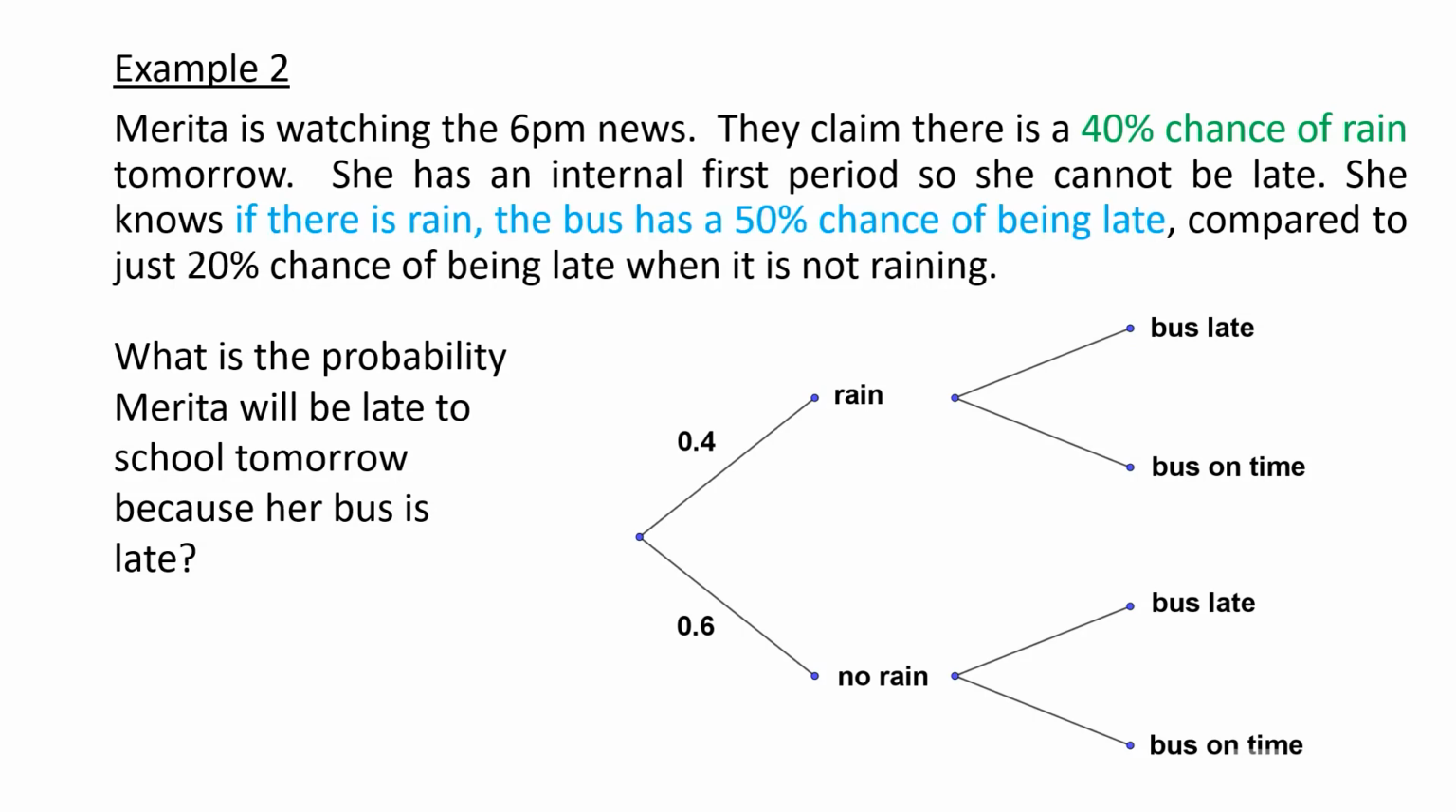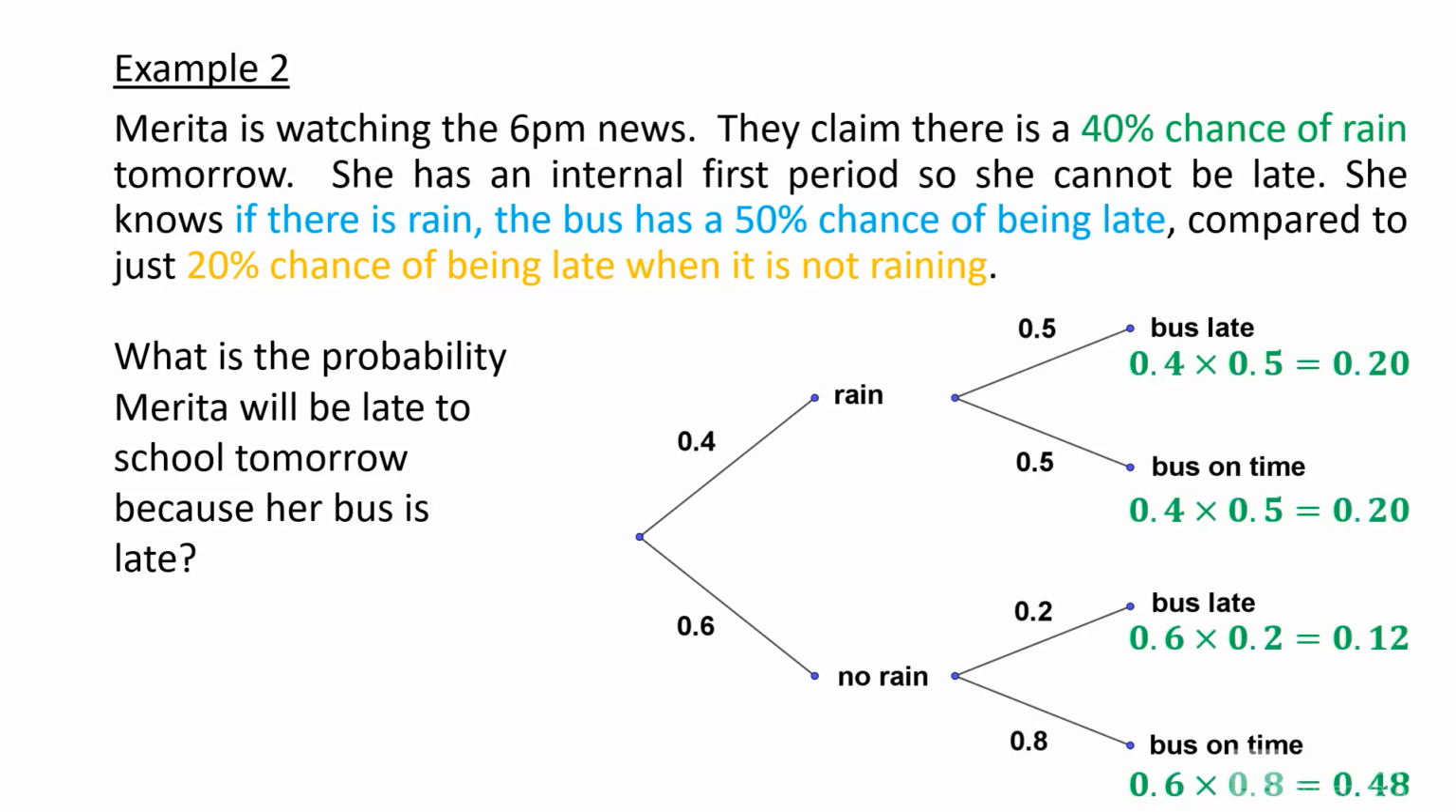There's a 50% chance of the bus being late if there's rain. So let's go to the rain branch and put 50% onto that branch as 0.5. And there must be 50% chance on the other branch. 50 and 50 make 100%. And we know there's a 20% chance of the bus being late when it's not raining. So let's add that onto the branch of the bus being late when there's no rain. And if there's 20% chance, there must be 80% chance of it being on time. Right, now let's multiply out each of the decimals to work out the 4 probabilities, the 4 scenarios.